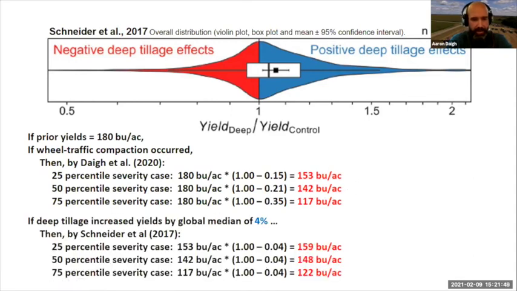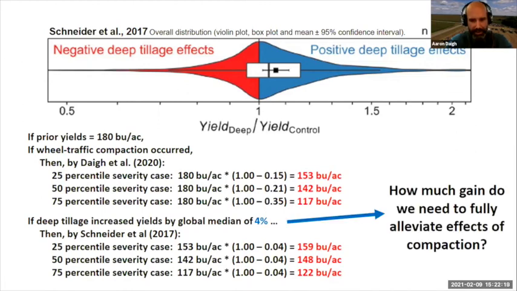If you went in and you did an inline subsoiler for it and you hit the median, so you're right in the middle, half the people did worse than you, half the people did better than you. So you're right here at this middle line. That's around a 4% increase. So if we applied a 4% increase to those, it'd bump us up to in between 159 to 122 bushels per acre. It went up, but that's not something to really be overly thrilled about considering the time and money that went into that ripping.